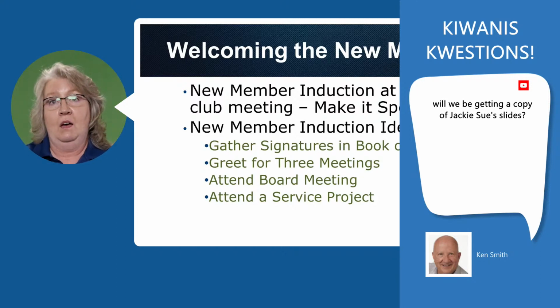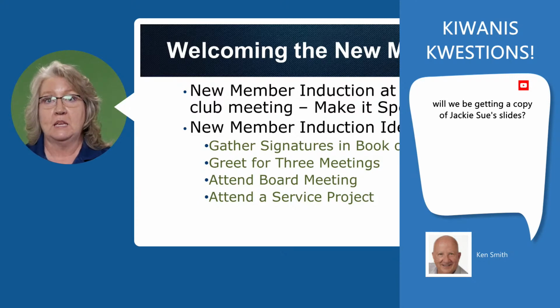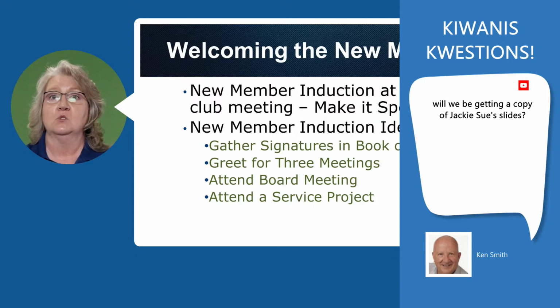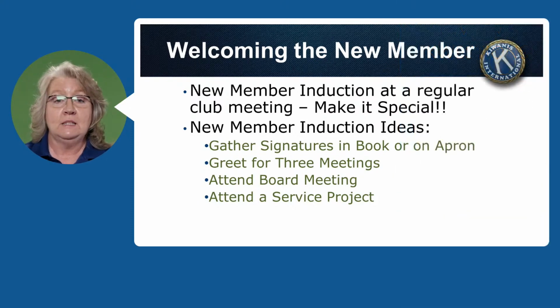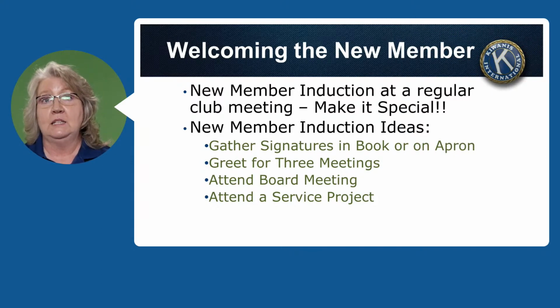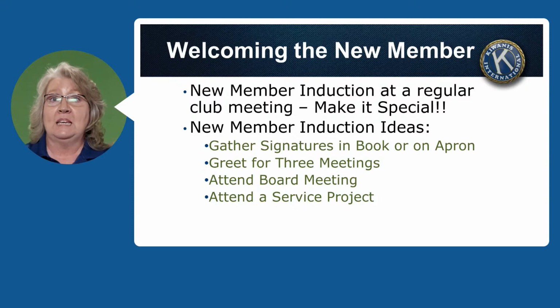That was one of the requirements for me to get the good badge, because when I was inducted, I got this ugly gold badge, and everybody else had this really nice blue and silver badge. The other things I had to do to get that nice regular badge were to be a greeter for three meetings, attend a board meeting, and attend a service project. Nothing too difficult, nothing too hard, but it kept me engaged right away in the club.